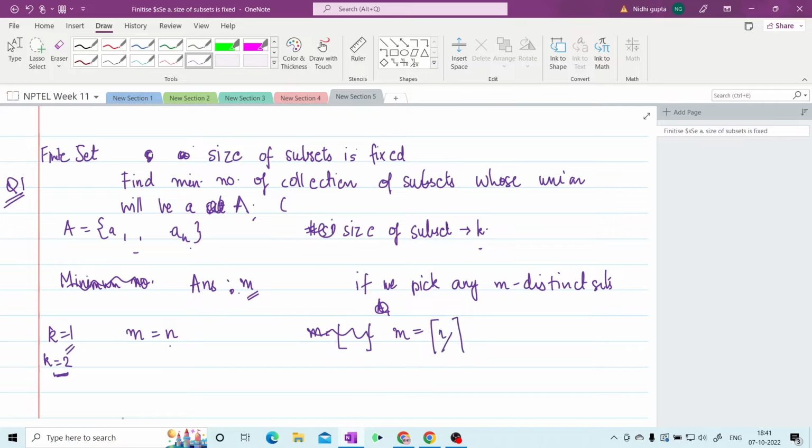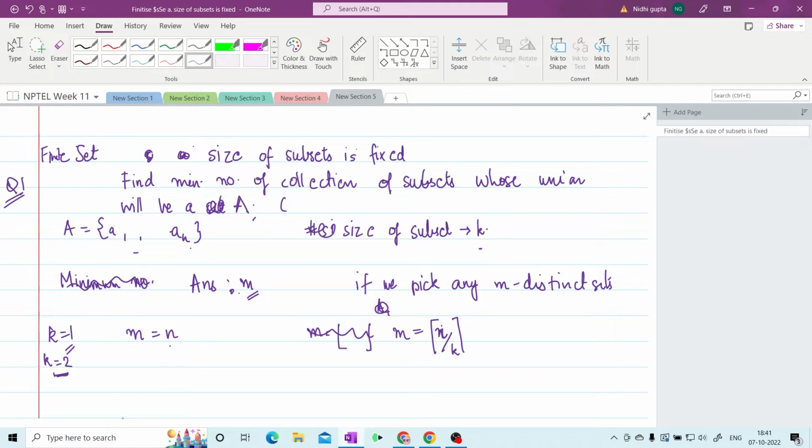n upon k. You are taking capital A, ma'am? Yes, capital A is a set, so it has n elements, so n over k, right? Yes, ma'am. So you are getting this. I got the answer, but how can I prove it, ma'am?